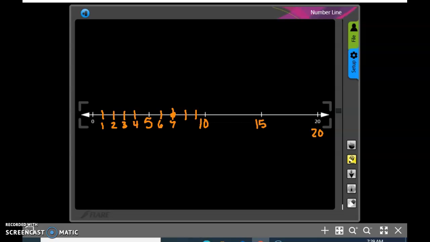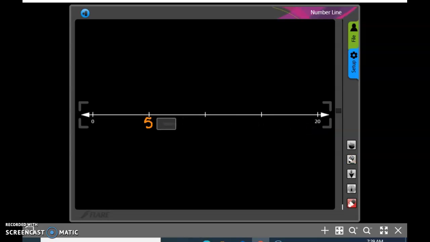So just because all the numbers aren't shown or the lines aren't there doesn't mean that I can't still put the numbers there when they're not shown. I can make my own lines and fill it in. When it only shows some of them, I have to figure out what my line is skip counting by. So in this case, it was skip counting by 5. Let's try a different number line.